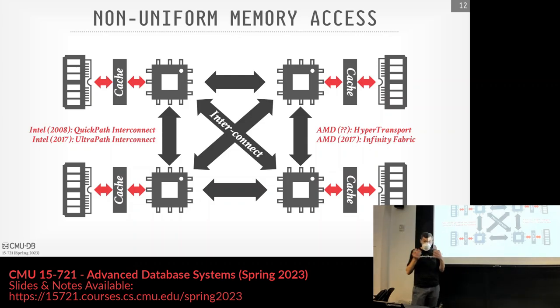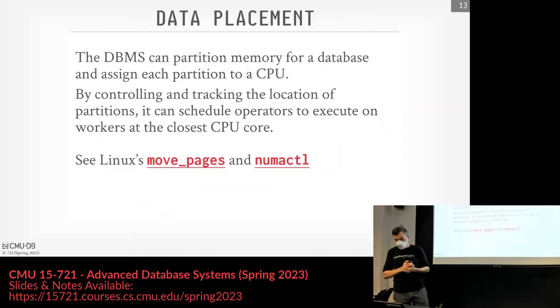All right, so we want to be able to control exactly in our database system where this memory is being allocated, and then we know where our workers are running. So now we ensure that if we assign a task to a worker, it's a task that's going to be in its local memory, and we can schedule that accordingly. So the database system is basically going to partition memory for a database and assign a partition of memory to the CPU. Because we can control exactly where this memory is located, and we can control what things we schedule at different cores, again, we can make sure that the data we want to read is going to be local, ideally. In some cases, it won't always be the case.